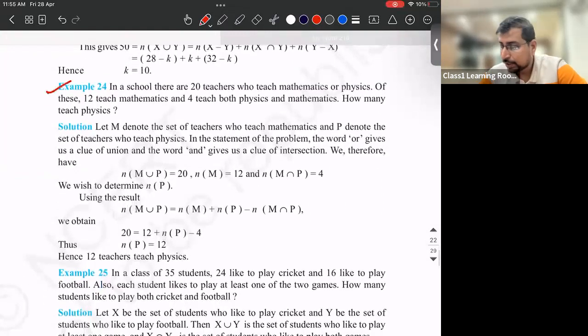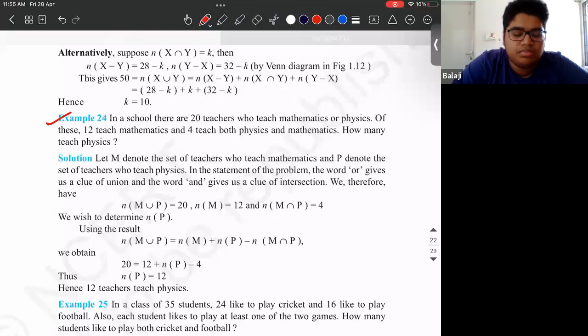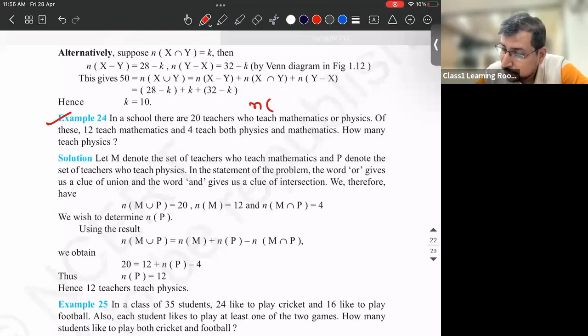So I want you guys to try this problem. Just read the statement, convert it to mathematical form, then solve it. In a school, there are 20 teachers who teach mathematics or physics. It is or. Or means what are you supposed to use? Union or intersection? Union. So number of teachers who teach math or physics is how much? 20.